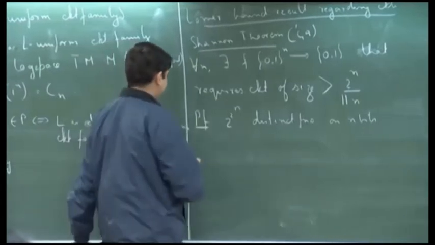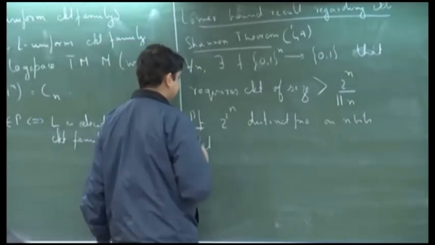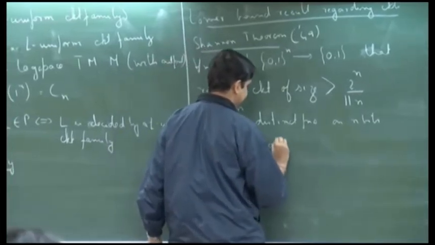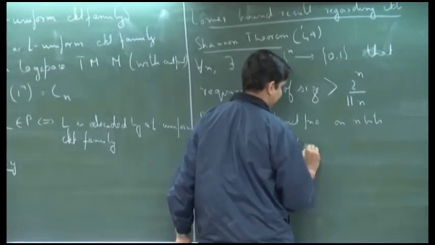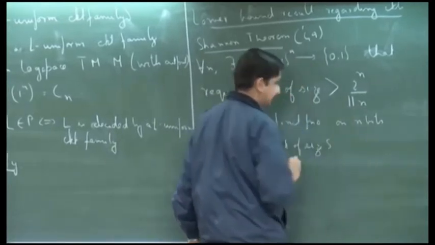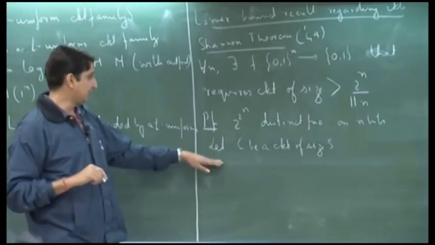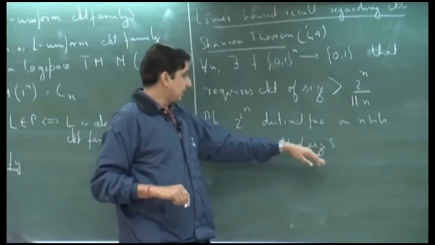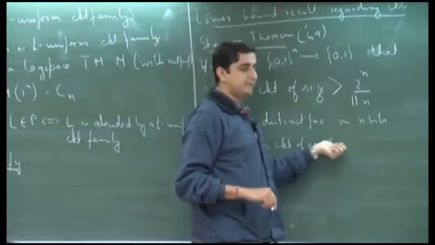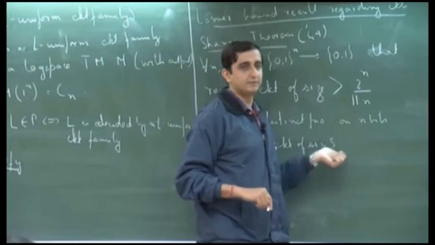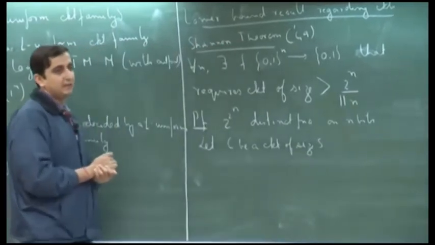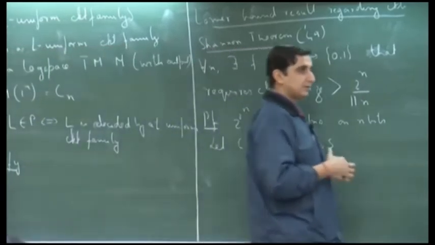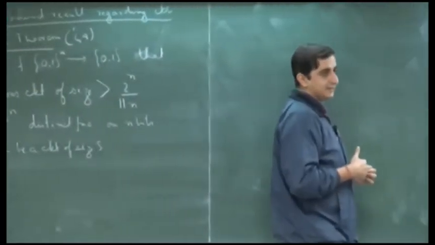So, now let C be a circuit of size S. Okay. So, let us say we are looking at a particular circuit of size S. How many bits do we need to represent this circuit? What is a good upper bound on the number of bits that we need to represent a circuit? So, for that let us look at a way of representing a circuit.